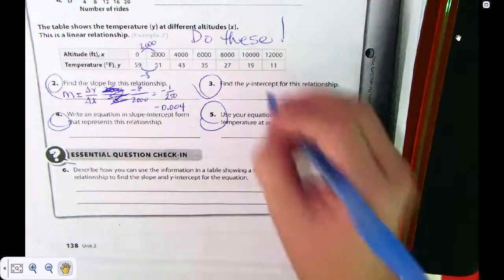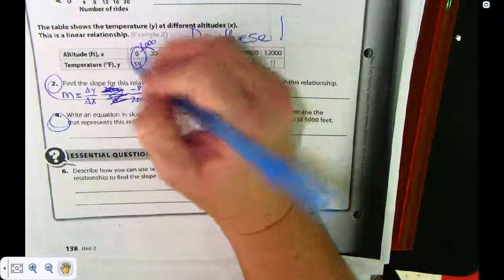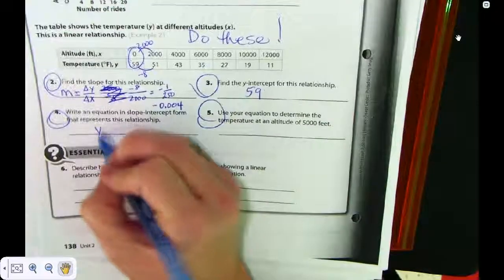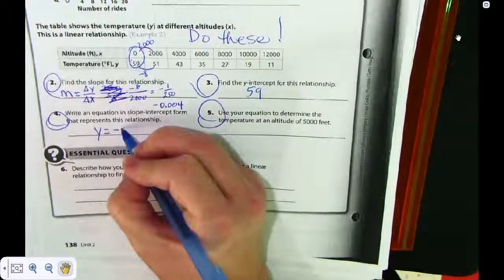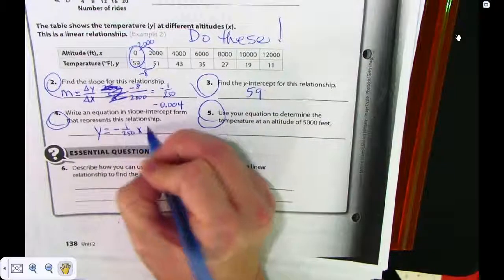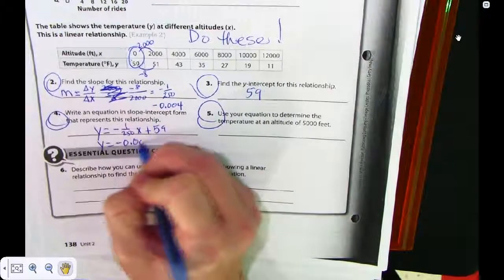Okay. What's the y-intercept? Everybody should have gotten that. Look at there. It's screaming at us. 59, 59, 0, 59. Y-intercept. Circle it. Now, the equation is going to be negative 1 over 250x plus 59. I'm going to do the decimal because we're going to use it in just a minute.